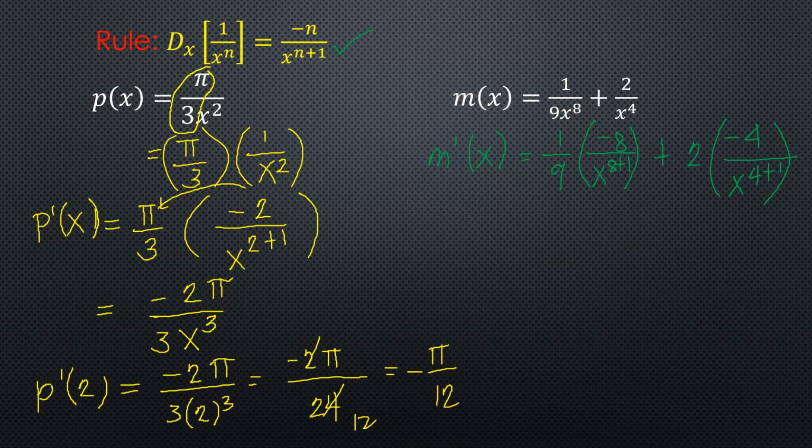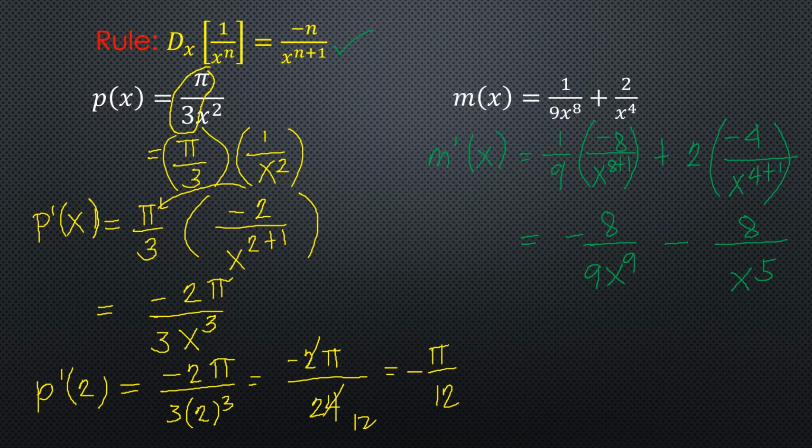as to follow the rule. We just need to follow the rule. Locate the exponent. Okay, so we have negative 8. Negative 8 times 1 here is negative 8, and 9 times x raised to 9. So we have now negative 8 over 9x raised to 9. Okay, so 2 times negative 4 here is negative 8 over x raised to 5.